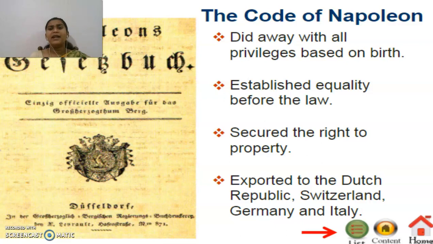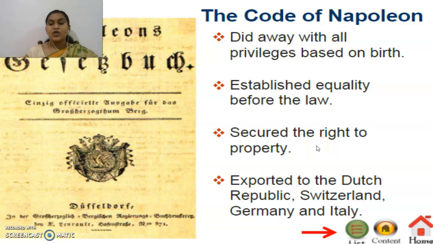So at that time, what happened? He did away with all privileges based on birth. That is what the middle class people were demanding. Yes or no, children? They were demanding to abolish the privileges by birth. The clergy and the nobility were getting the privileges by birth. So the third estate people were demanding to abolish these privileges by birth. That was taken away, and he established equality before the law. That was the demand of the third estate people, and he secured the right to property.